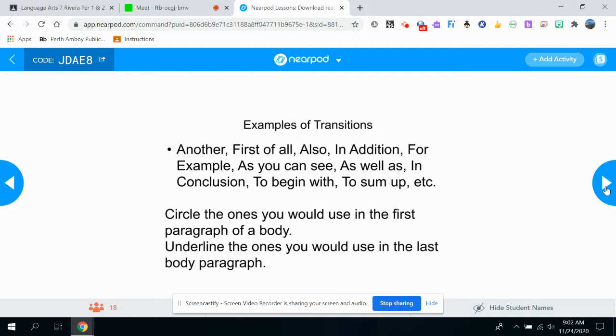Here are some examples of transitions: another, first of all, also, in addition, for example, as you can see, as well as, in conclusion, to begin with, to sum up, etc. I think you guys can underline it. Let's see if that works or not.